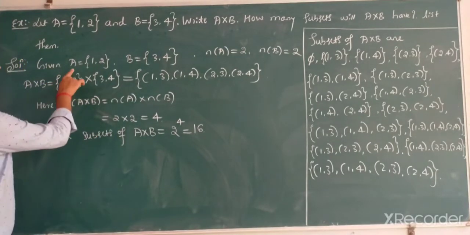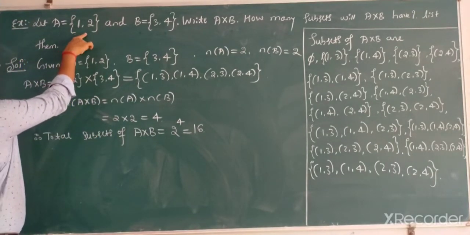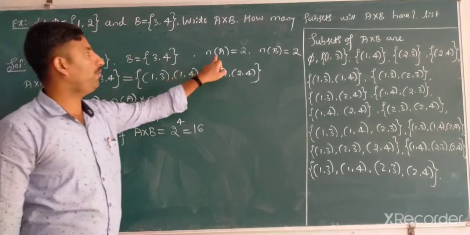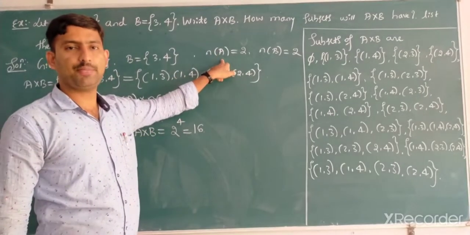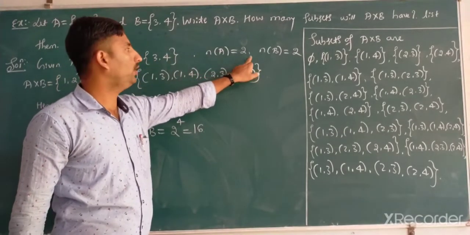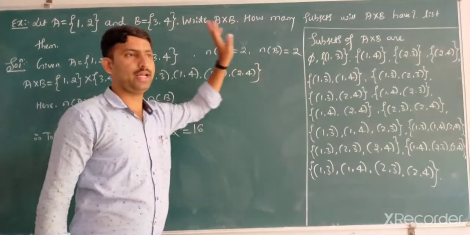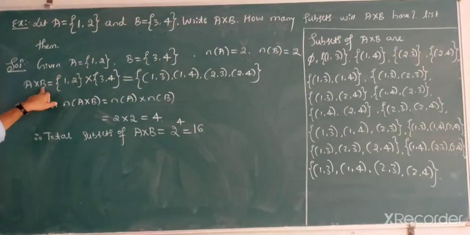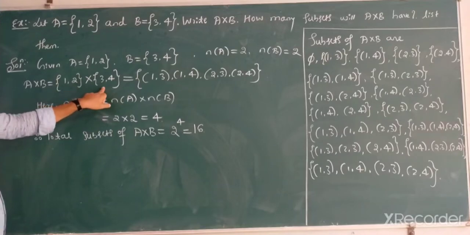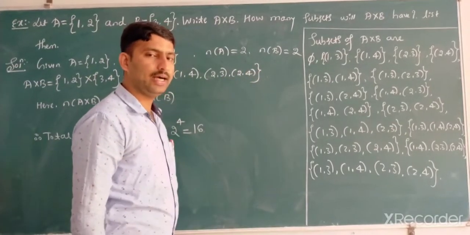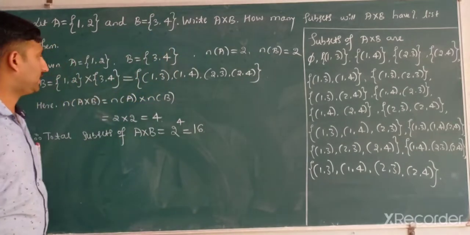What is the meaning? Let A = {1, 2} and B = {3, 4} are given. It means: how many elements are present in the given set A, that is n(A)? n(A) = 2 and n(B) = 2. There are two elements. Then A cross B = {1, 2} cross {3, 4}, that is (1,3), (1,4), (2,3), (2,4). You know it is the Cartesian product of two sets.